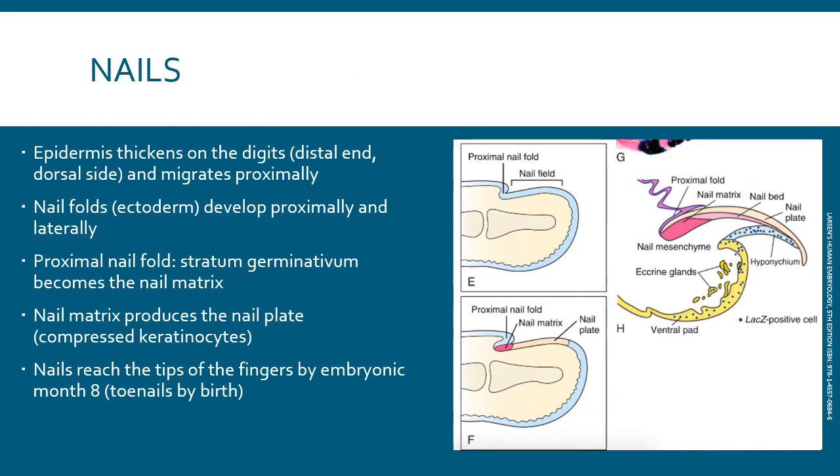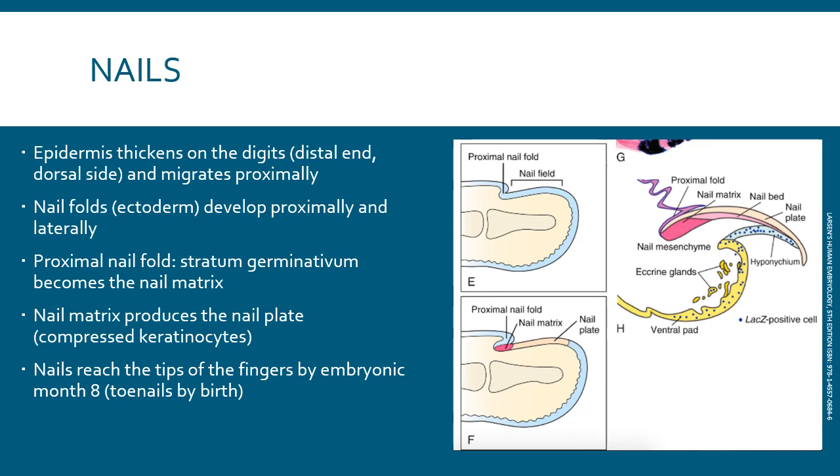Finally, we'll talk about nails. Nails are derived from the same tissues as skin and hair, and so a lot of times when we're thinking about genetic disorders that affect development of skin and hair, they tend to affect nails too. Now, of course, this presumes that you have fingers developing, which we haven't talked about yet, but we will get to in other chapters.